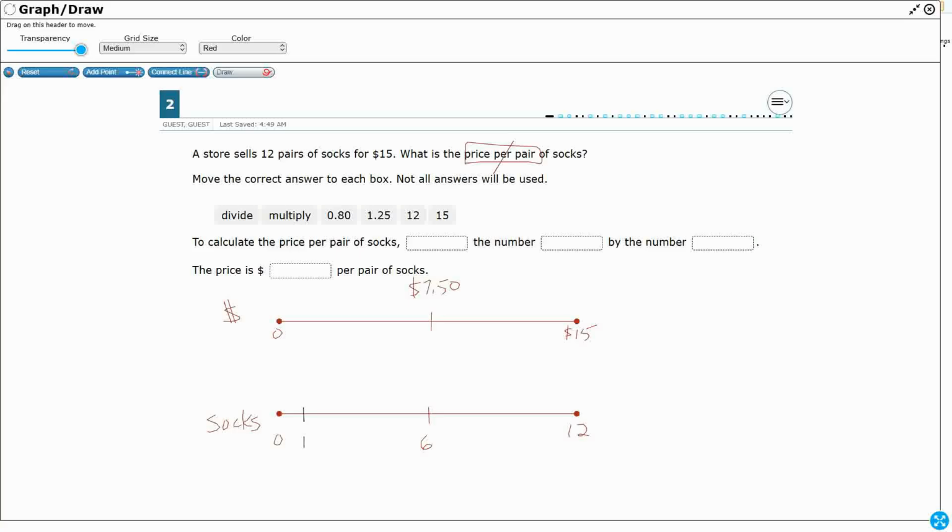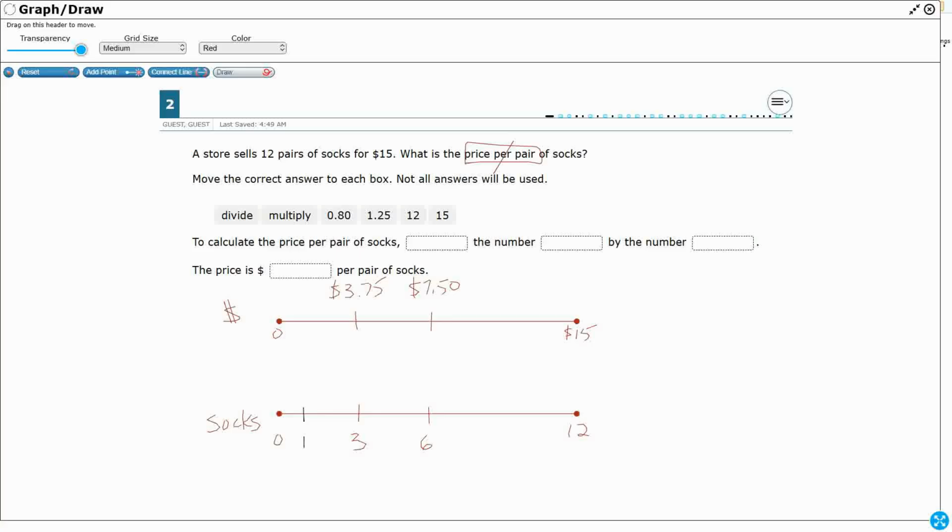Let's try that again. Let's divide it in half again. That's going to be 3. And so dividing that in half is going to be $3.75. Okay. So I can't divide it in half again because that would give me 1.5 socks. They're not going to sell me 1.5 socks. We want just one pair of socks.